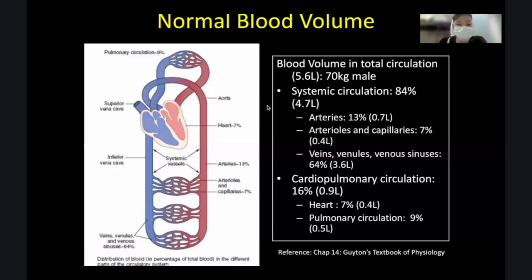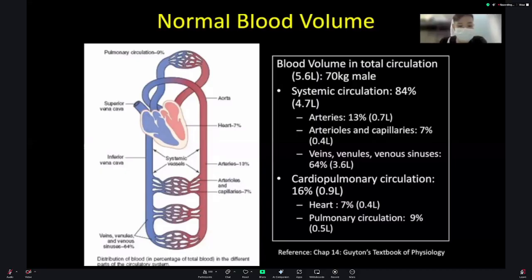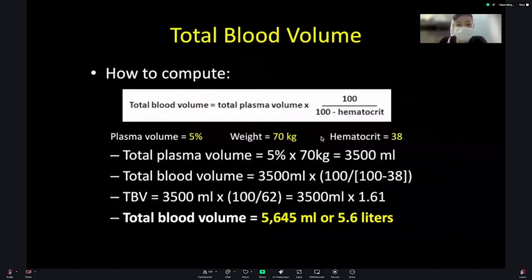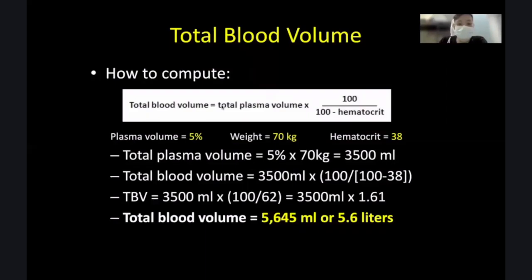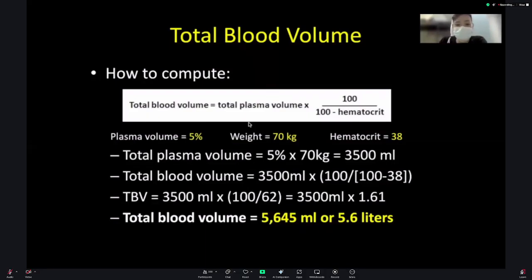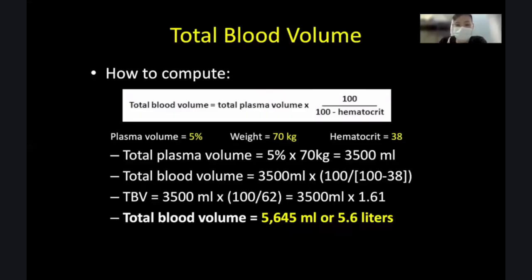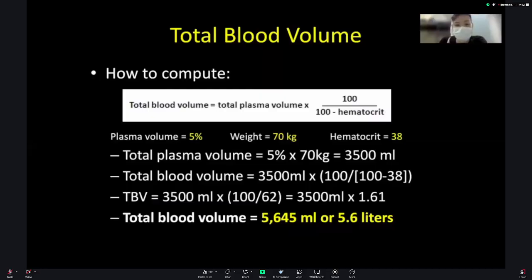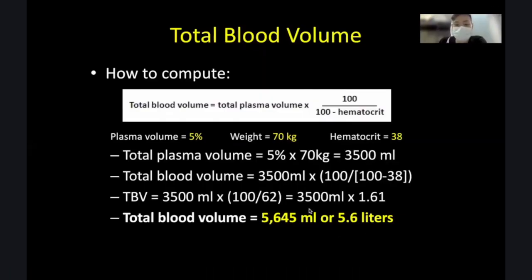So this is how you compute it. With this formula, total blood volume equals total plasma volume times the fraction of 100 over 100 minus hematocrit. Of course, you have to know the weight of the patient and the hematocrit level. You have to request for the hematocrit level. So that's how you come up with 5.6 liters of blood.